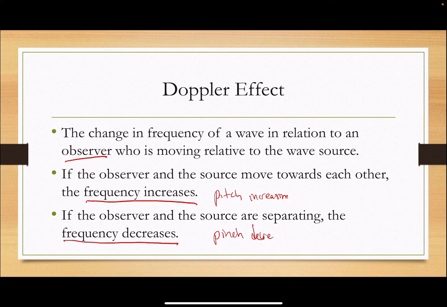But this can be any kind of wave. This can also be light. You'll see this in space: when things are moving far away from each other in space, you get different frequencies. You see different colors because of it.